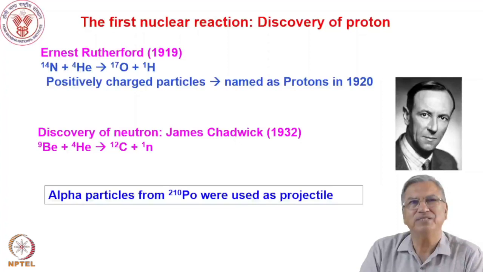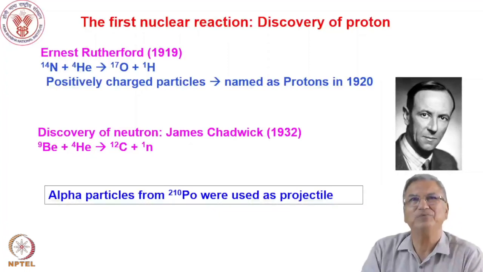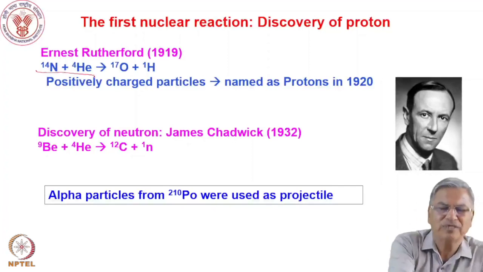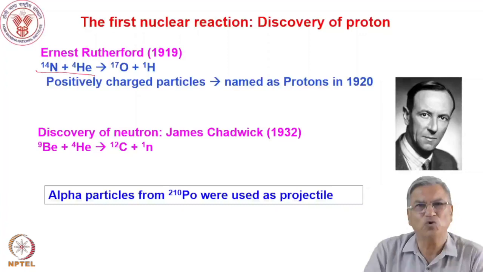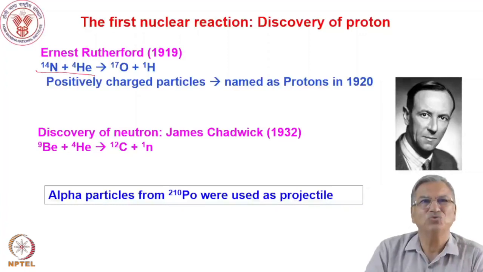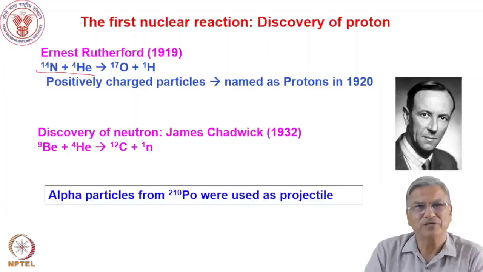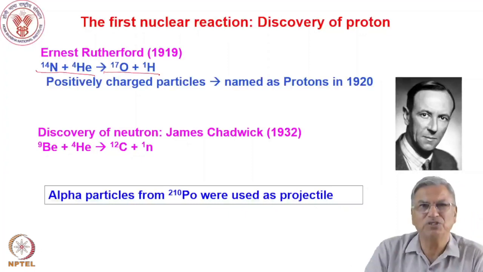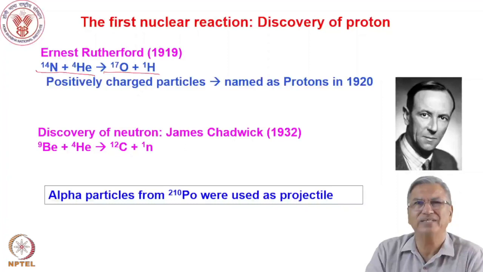Maybe you already know that the first nuclear reaction was carried out by Ernest Rutherford in 1919. That is the reaction which ultimately led to the discovery of the proton. Rutherford bombarded the nitrogen-14 target using the alpha particles that were available from the naturally occurring radioisotopes of radium and polonium. When he bombarded the nitrogen target with helium from naturally occurring radioisotopes like polonium-210, oxygen-17 and a positively charged hydrogen atom were produced, and this caused fluorescence scintillations at the screen.